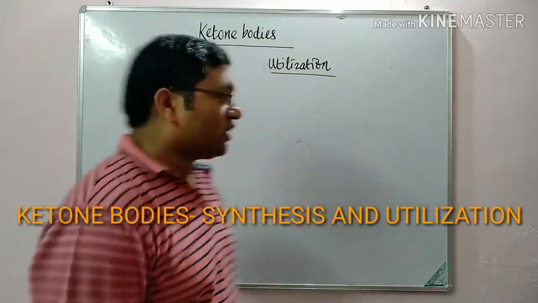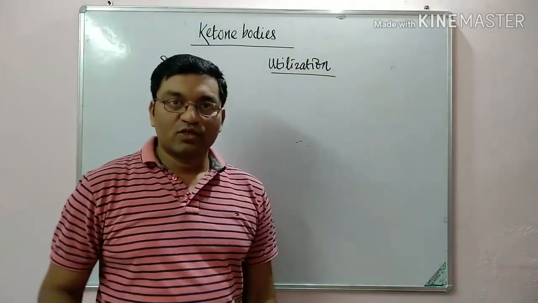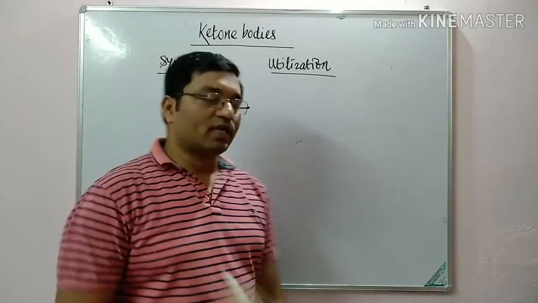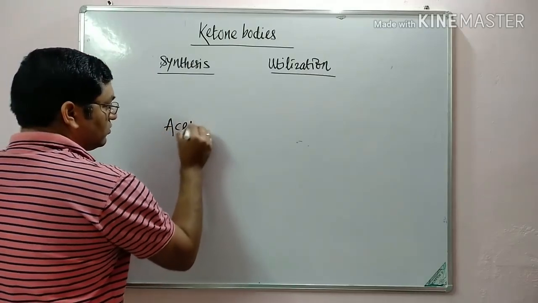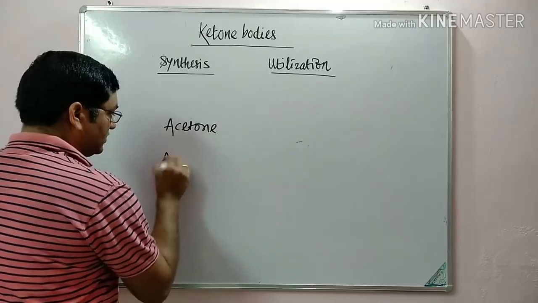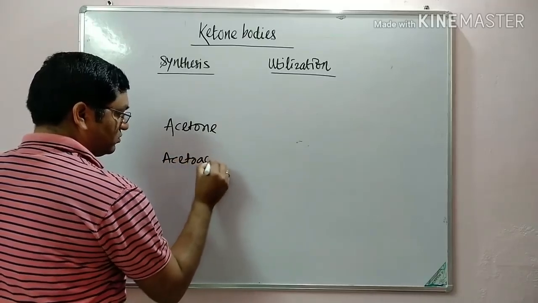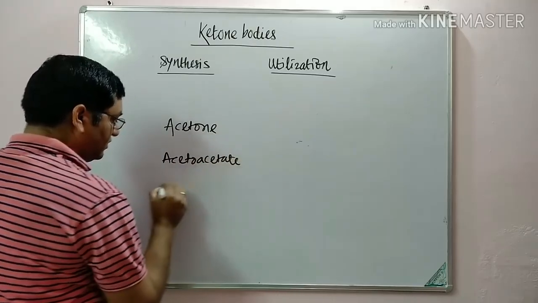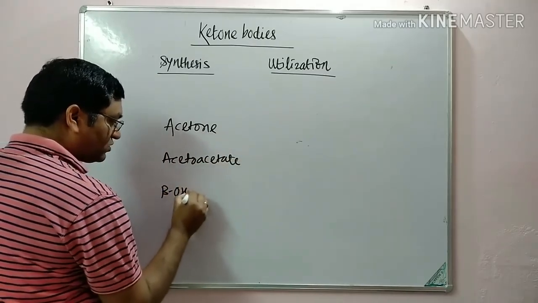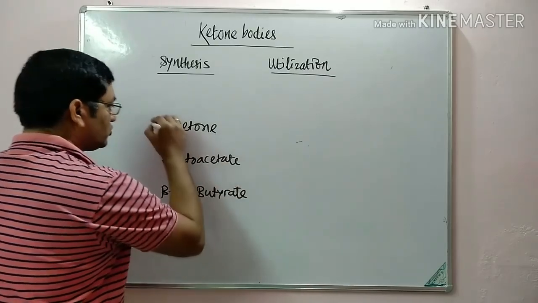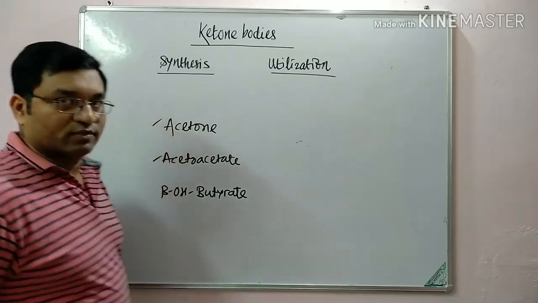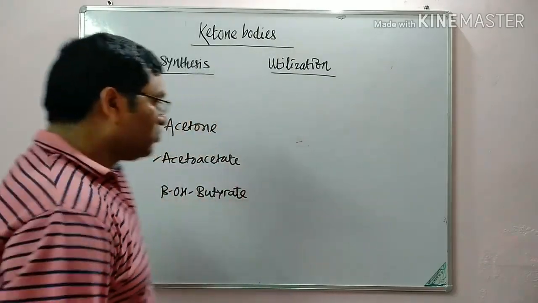Today we will discuss an important topic in biochemistry, that is ketone bodies, synthesis and utilization. There are three main ketone bodies: acetone, acetoacetate and beta hydroxybutyrate. Of these, the first two are known as true ketone bodies because they contain a keto group.